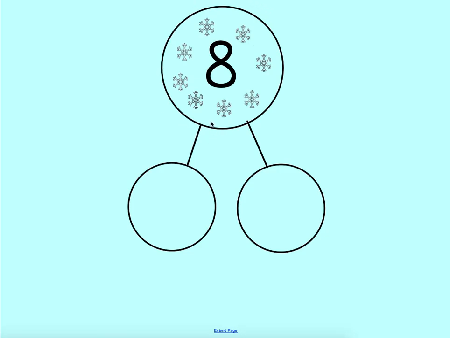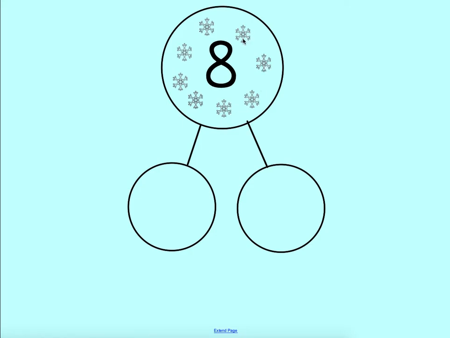Now you'll notice that there are two lines coming out of the whole because we can break our whole apart and we can put the parts in these circles down here. So we have the whole thing and then we have parts. So our whole can be broken into parts. So right now, what number do you see up in the whole? 8. We have an 8. 1, 2, 3, 4, 5, 6, 7, 8.